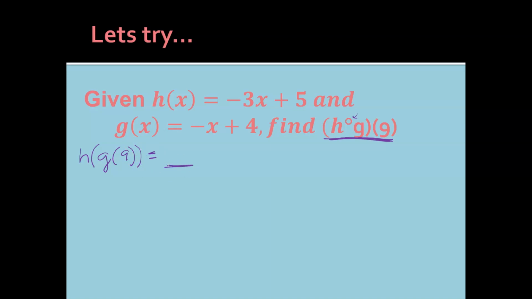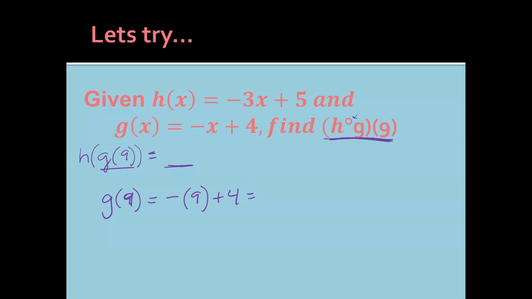So we're going to work inside out. First let's handle the inside piece. First we're going to take care of g of 9. That means in the g function, I'm going to replace all my x's with 9. So I have negative, when I come to an x, replace it with 9, and then plus 4.